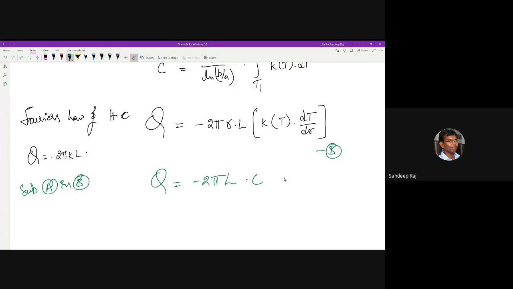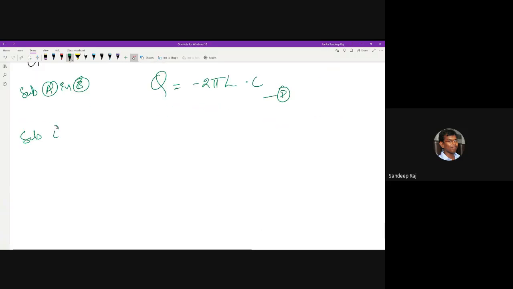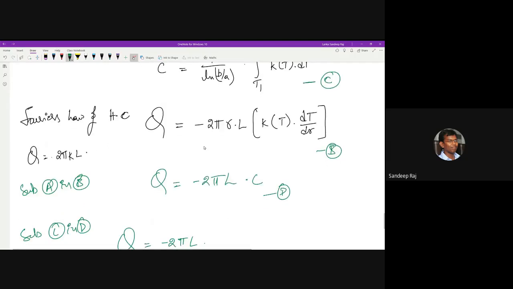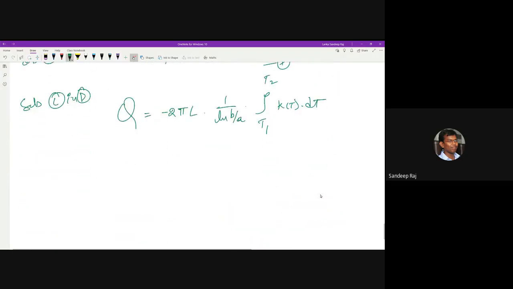Now that you got it for Q, you also have the expression for C here. Let me call it as equation c, and let me call this as equation d. When I substitute c in d, what I get is Q is equal to minus 2 pi L into the C value, which is 1 by ln b by a into the integration T1 to T2 into k of T into dT. So that's the expression I have, and this will turn out to be your expression for your Q.